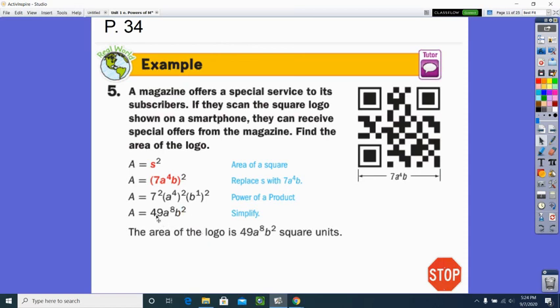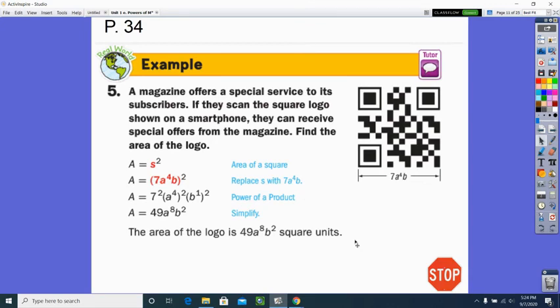So the area of the logo would be 49, a to the 8th, b to the 2nd, and whatever the units were here, which they didn't give us, it would be square units, because for area, the units are always squared. And a little saying to remember that is area, square area.